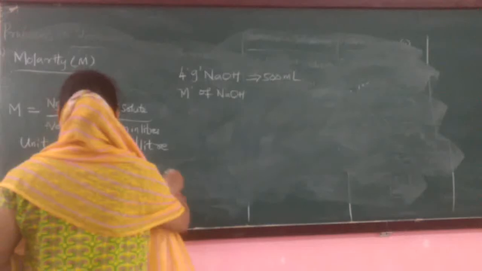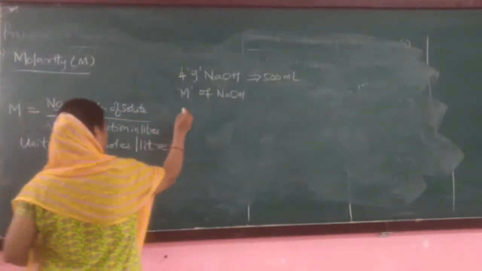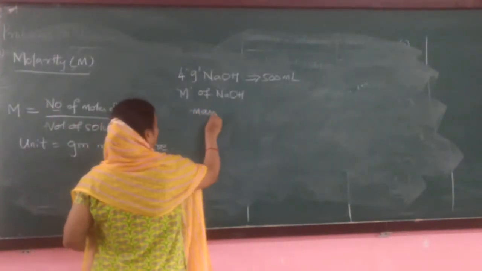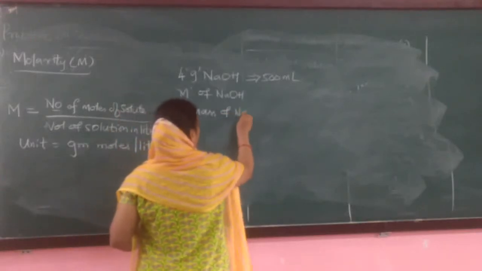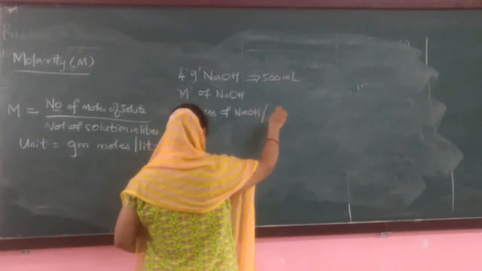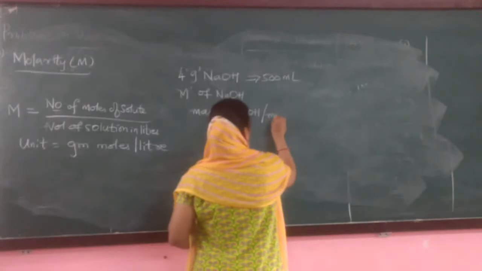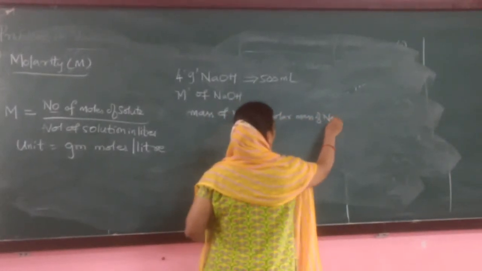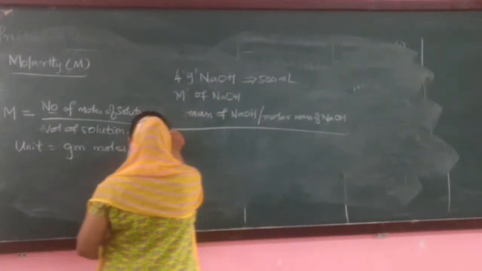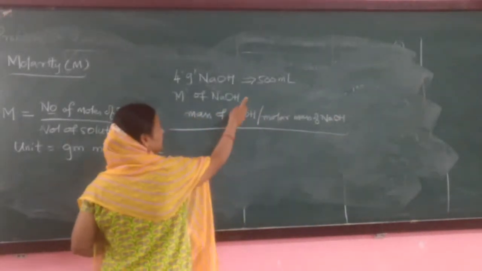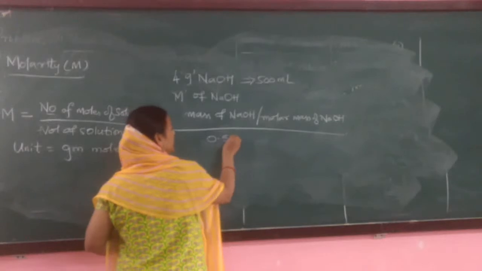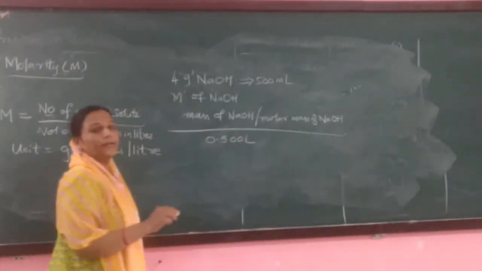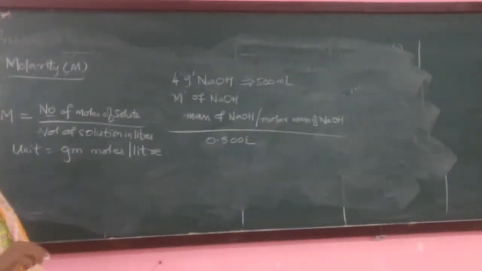So here, number of moles of solute is obtained by, what is the solute here? Sodium hydroxide. Mass of NaOH divided by molar mass of NaOH, divided by volume of solution in liters. 500 ml in terms of liter will be 0.500 L. So this will be the value.